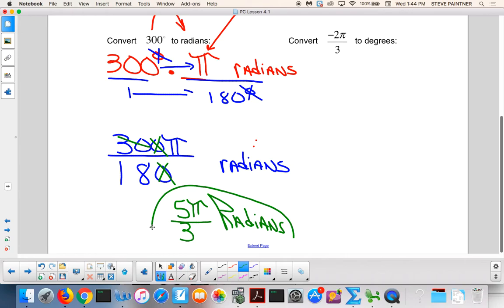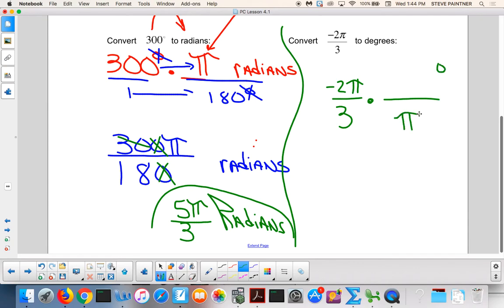All right. Now you got another one. Take that radian measure, -2/3 pi, and change it back to degrees. If you want degrees, you put degrees where? On top, yeah. You want radians on the bottom. Pi radians over 180. Try not to make that same mistake I made.